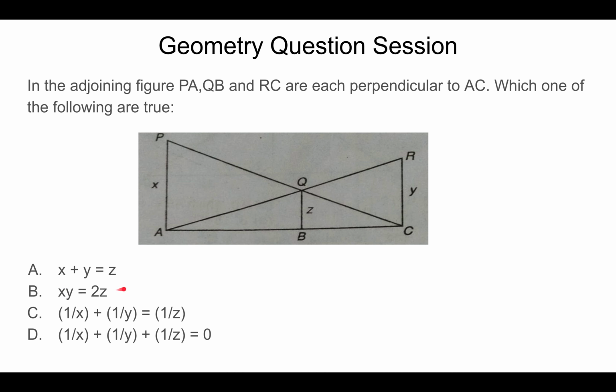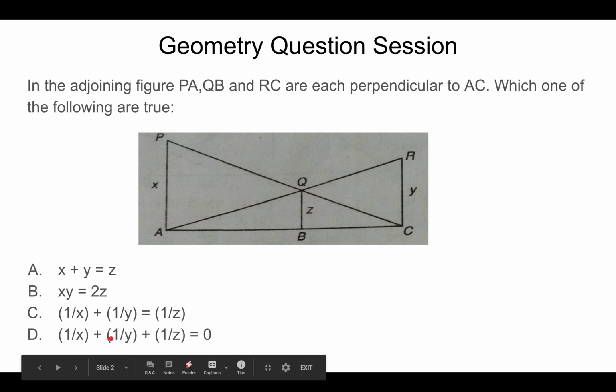Let us take b. So x into y is equal to 2 into z. So x y, let us suppose in centimeter. So this dimension is centimeter square and this dimension is centimeter. So centimeter square can never be equal to centimeter. So there's a dimension problem. Fine, dimensionally incorrect there.